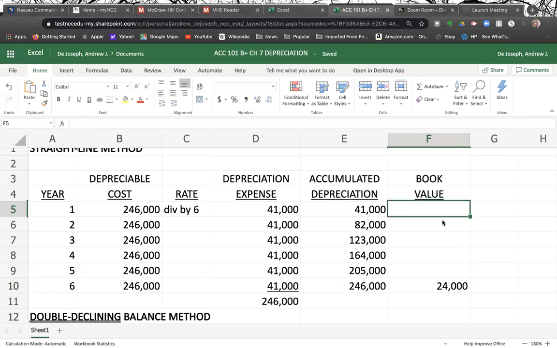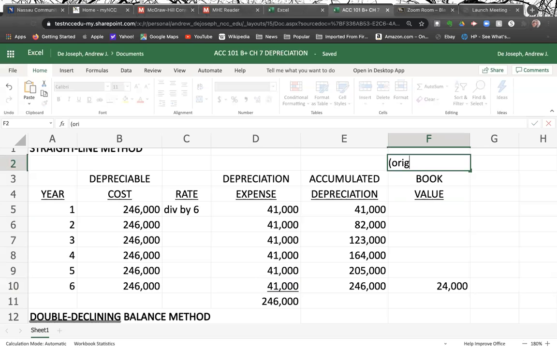What's the book value? The book value is the original cost. And this is another mistake I used to make all the time as a student. I used to say it was depreciable cost minus accumulated depreciation. No, it's original cost minus AD, accumulated depreciation. Original cost minus accumulated depreciation.